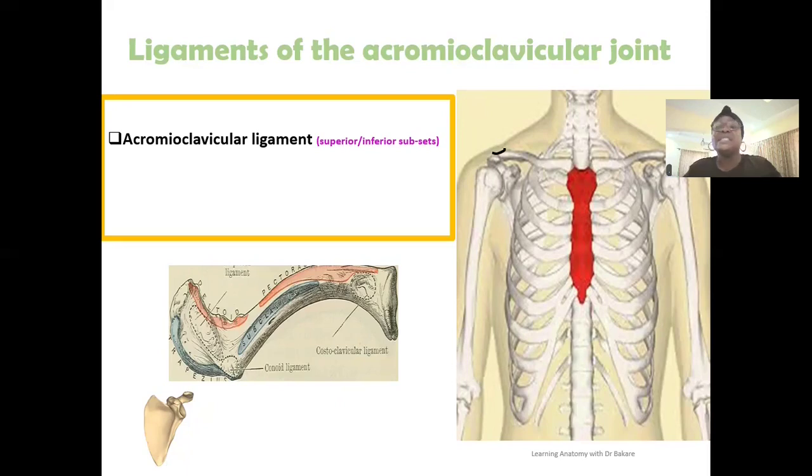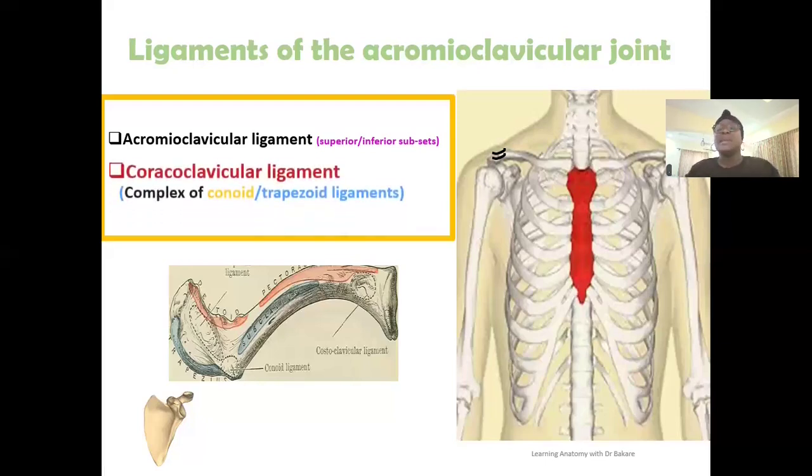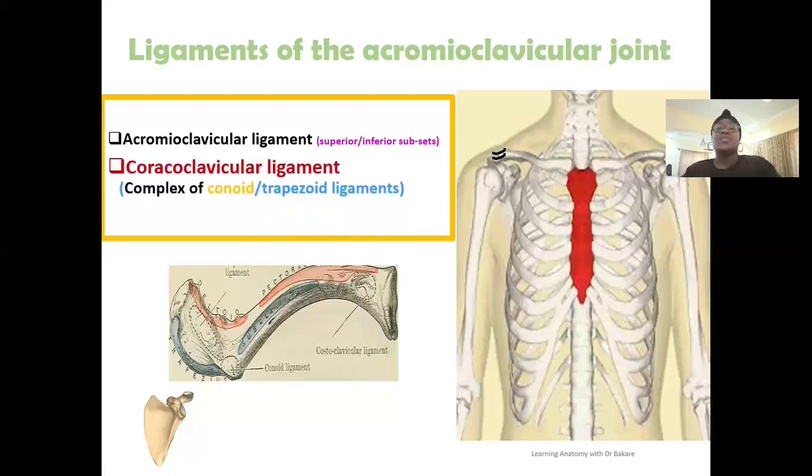This ligament is divided into two subsets. You have a superior subset and an inferior subset. And this is what is highlighted here in black. You see it helping to reinforce this joint in the anterior region. So you see it connecting the acromion of the scapula to the acromial end of the clavicle. And we know that these two regions are what create this joint. So you see ligaments running to and fro between the two articular surfaces. Then the second ligament supporting the acromioclavicular joint is the coracoclavicular ligament.